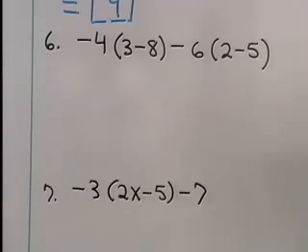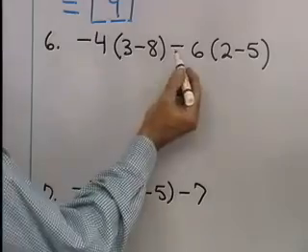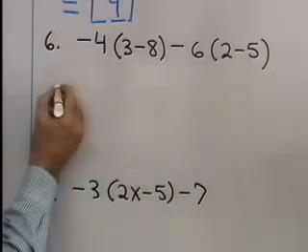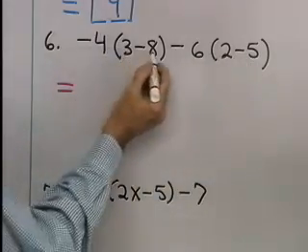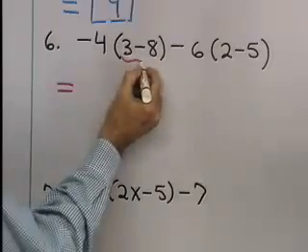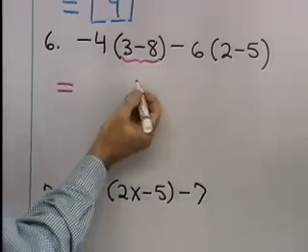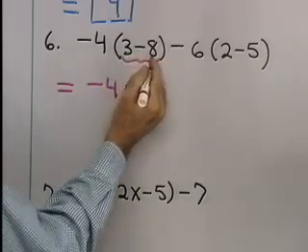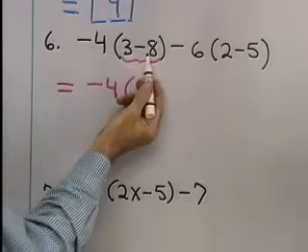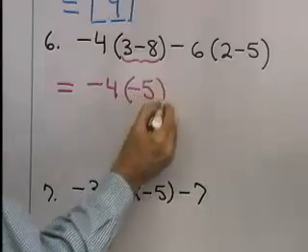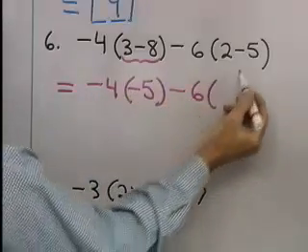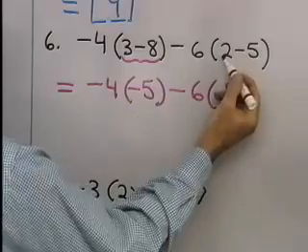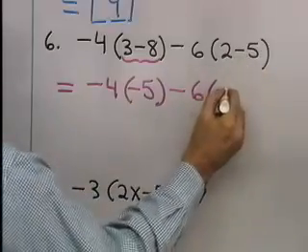Next problem, negative 4 times, in parentheses, 3 minus 8, subtract 6 times 2 minus 5. Now, this might look like the distributive property here, but it's not, because these are just simply numbers that I can actually subtract. So negative 4 times 3 subtract 8 is the same as 3 plus negative 8, which is negative 5, minus 6. 2 subtract 5 is 2 plus negative 5, which is negative 3.